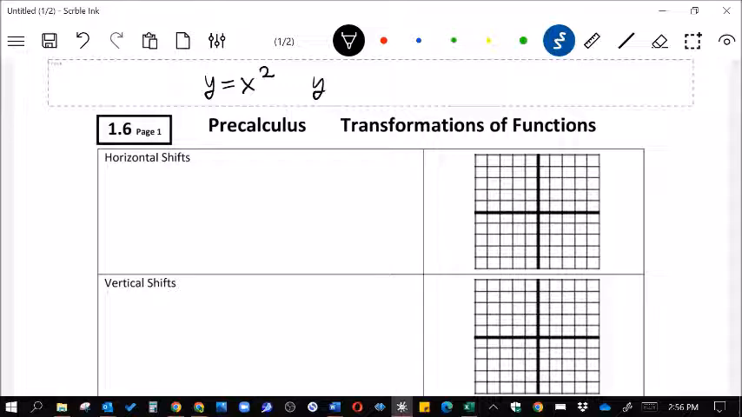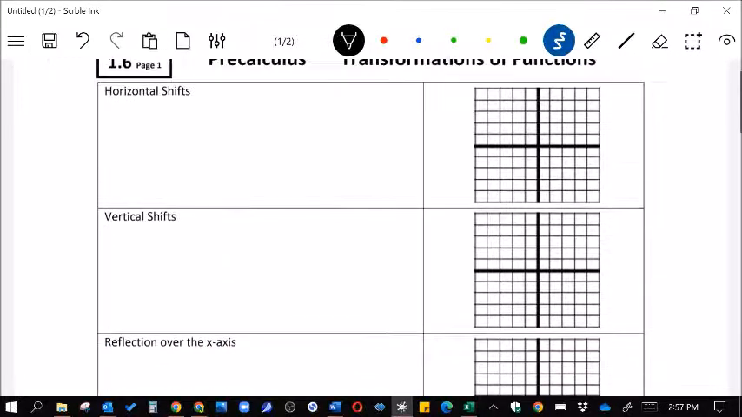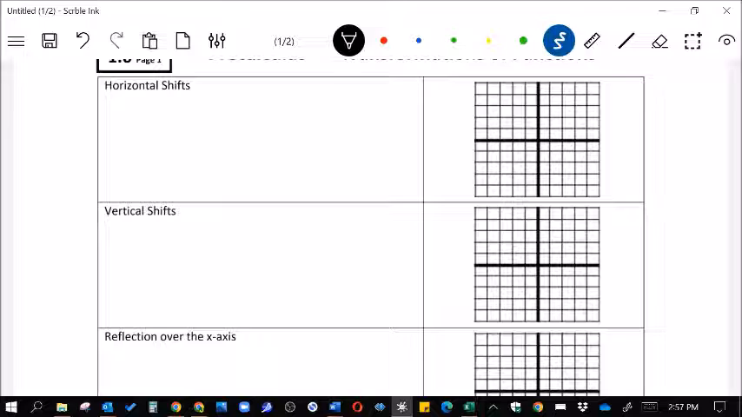And the types of functions that we usually use as basic examples is one of these three: a quadratic, an absolute value, or a square root function. So I'm going to use as examples for this one a quadratic, but the same type of thing can be done with these other two. All right, so here for a horizontal shift, well, the parent function for a quadratic is y equals x squared.